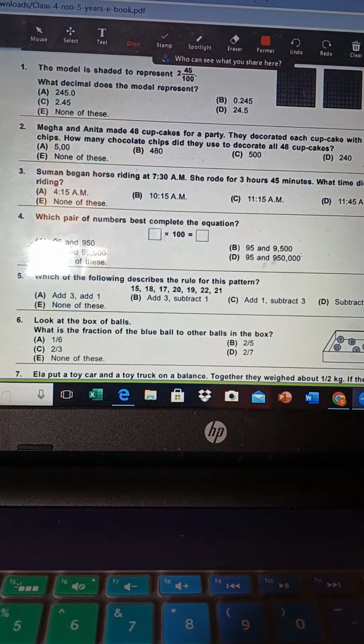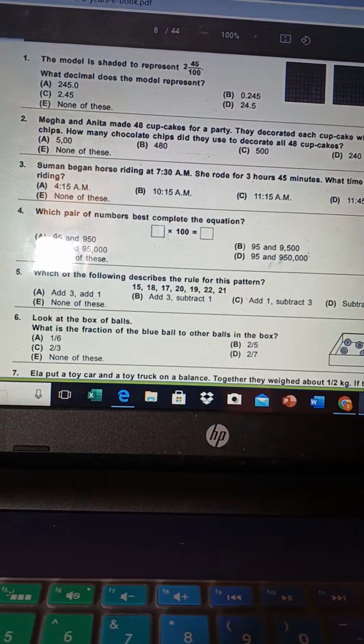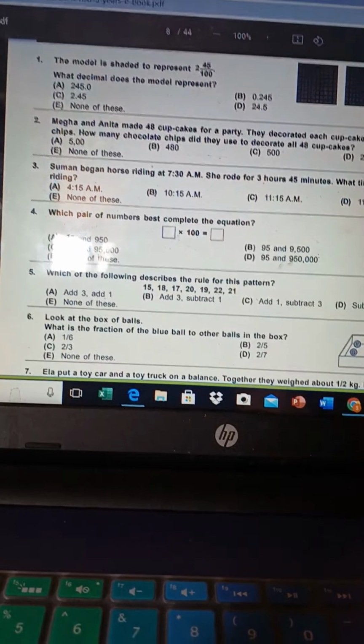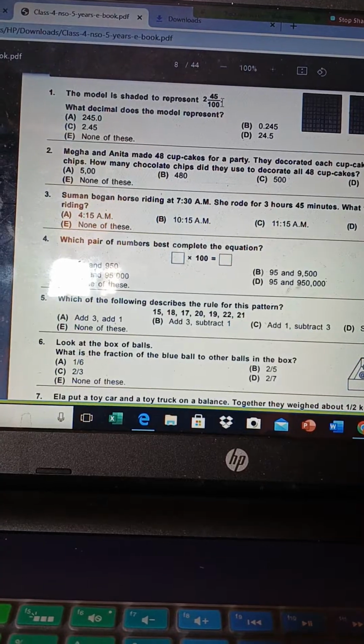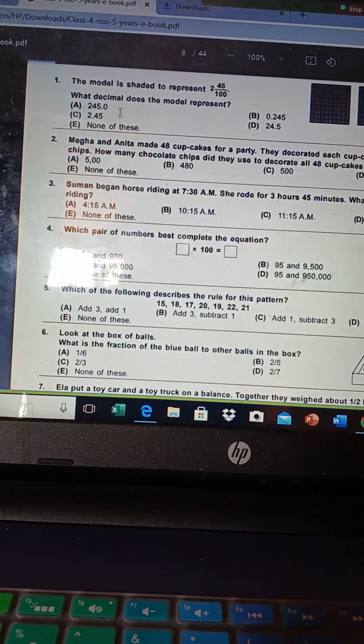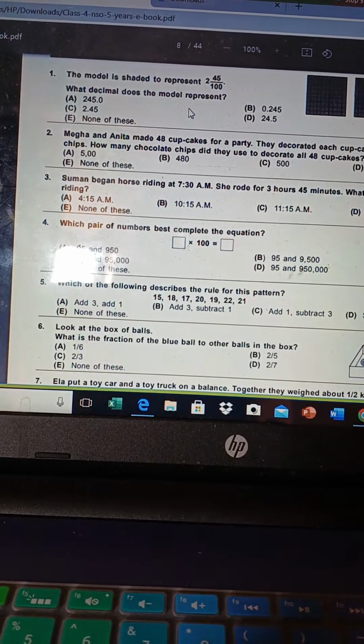Okay, today I will be doing the NSO 2006 paper. Okay, so this is asking: the model is shaded to represent 2 whole 45 by 100. What decimal does the model represent?